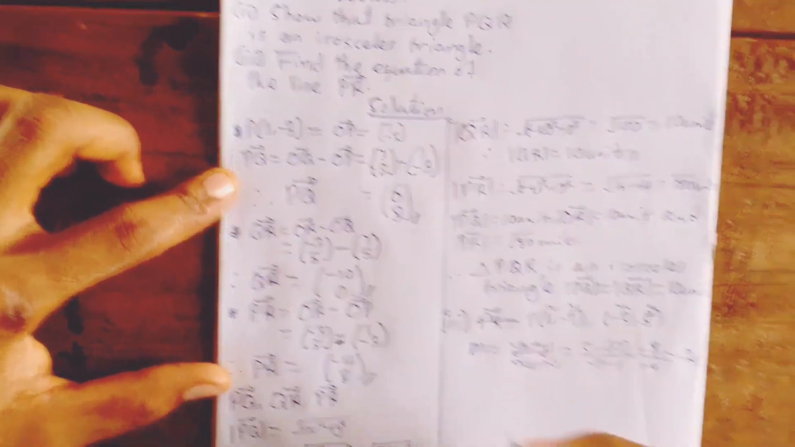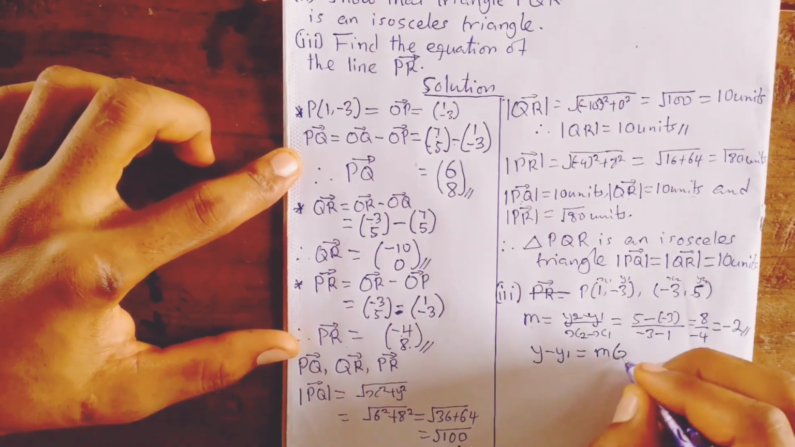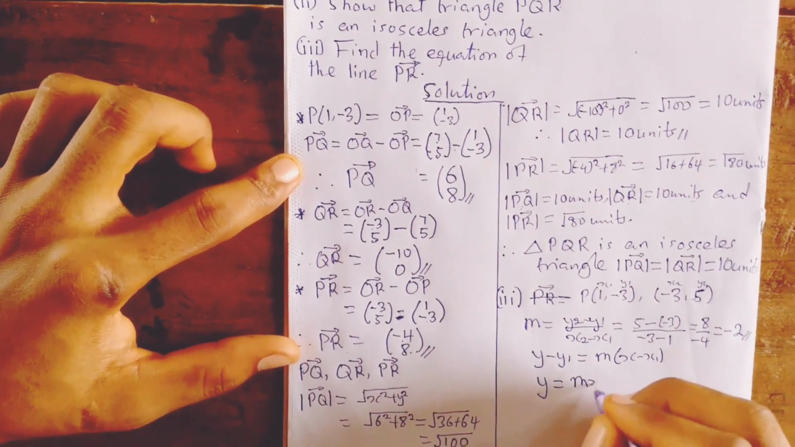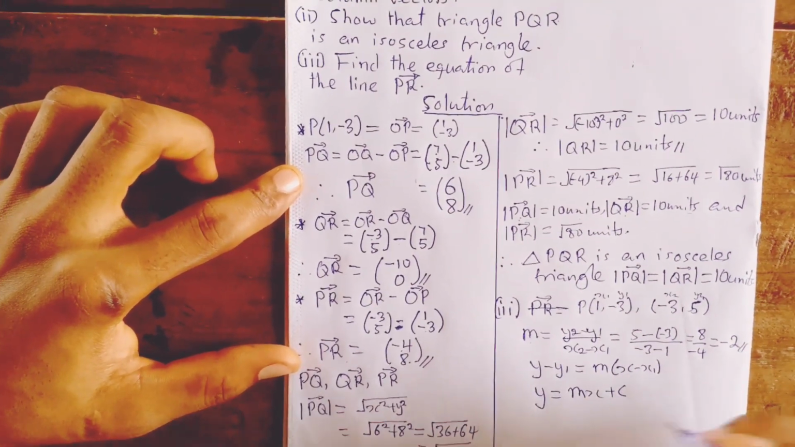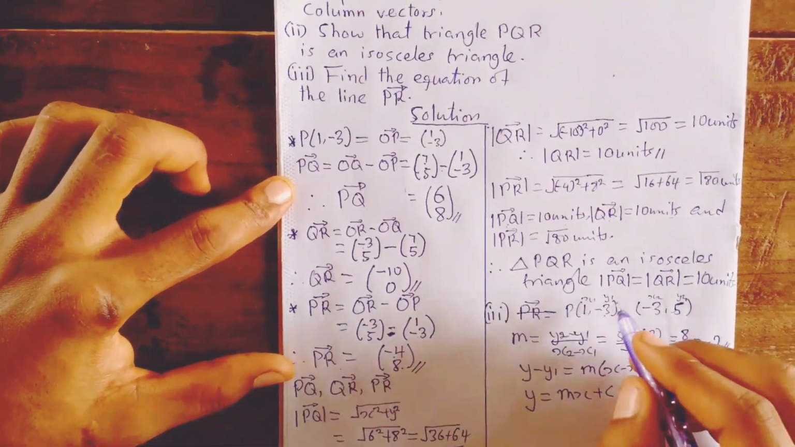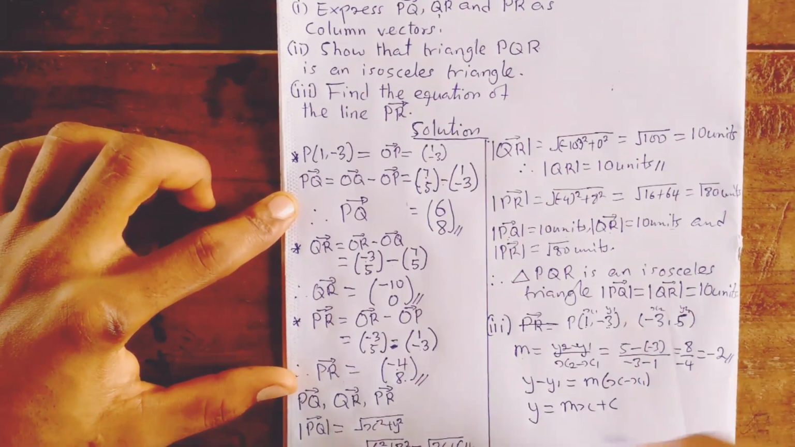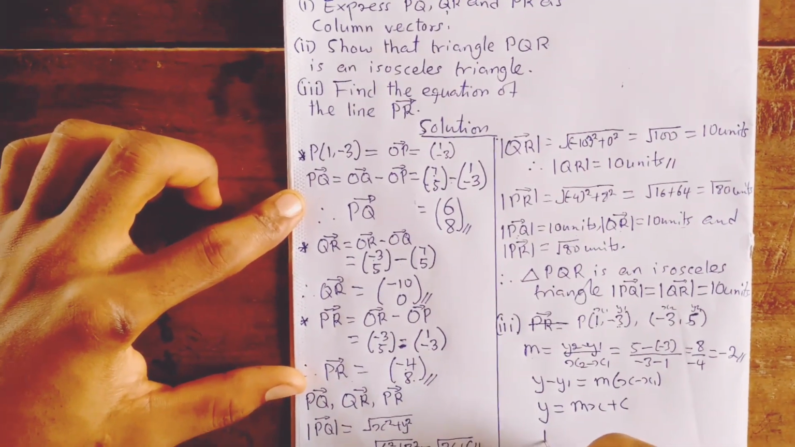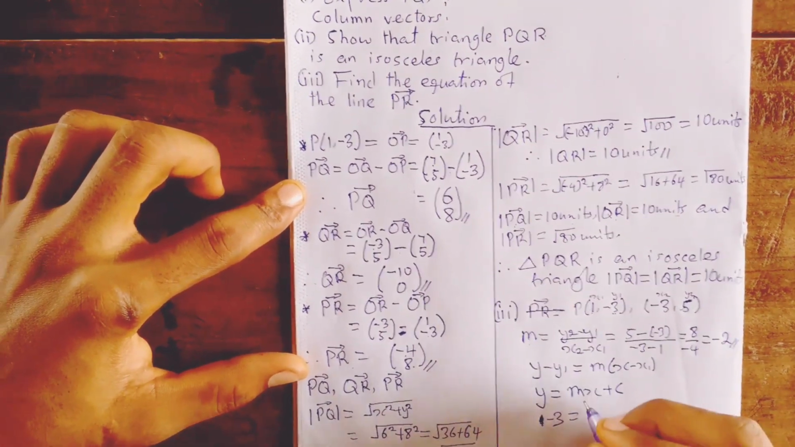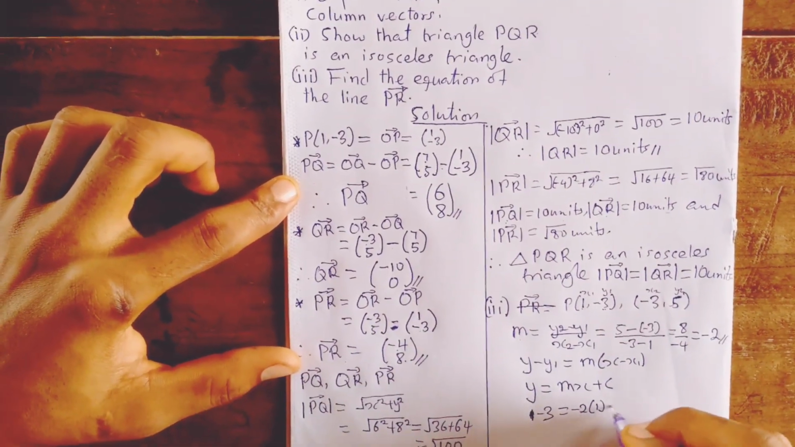Most times, people use y minus y1 is equal to m into bracket x minus x1, which is correct. But I want to use y is equal to mx plus c. So I'll take any of the points. So let me take 1 and negative 3. So y is negative 3 and x is 1. I want to find the intercept c. So negative 3 is equal to m, which I found to be negative 2, times x, which is 1, plus c.